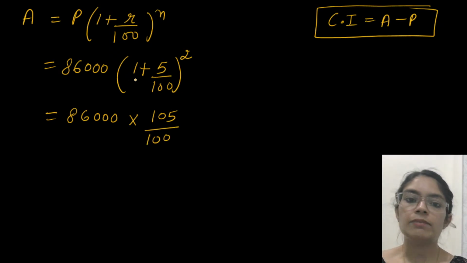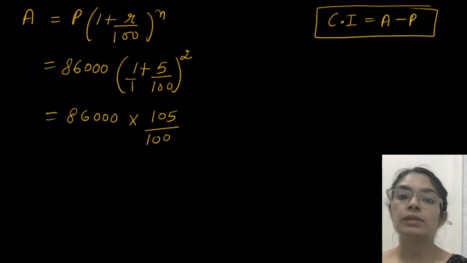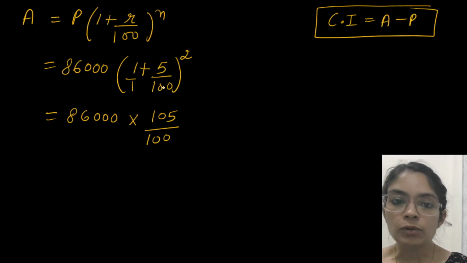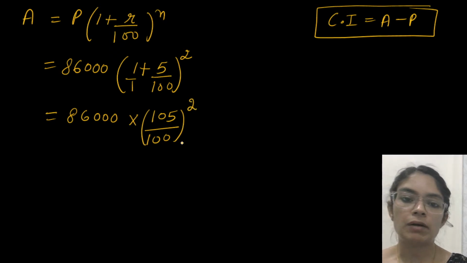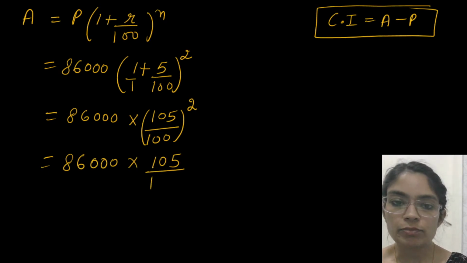So this shortcut, if you want, you can find LCM and then do the calculation. But also, if you want, this shortcut I have told you: add numerator and denominator. So 105, that is 100 plus 5, whole power 2. Power 2 means the number will get multiplied with itself 2 times. So 86,000 into 105 by 100 into 105 by 100.